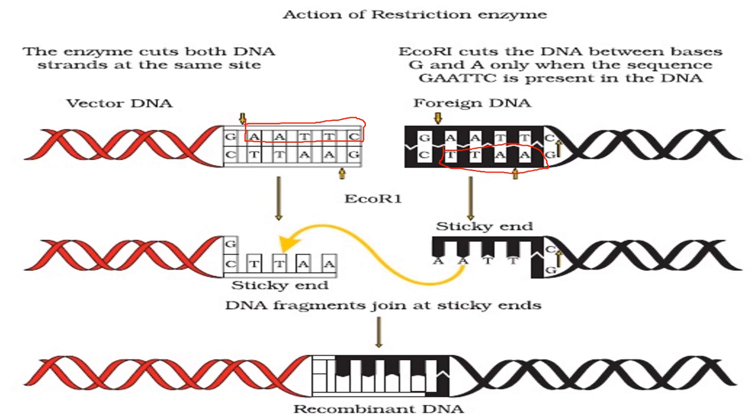Recombinant DNA has been formed by the recombination of genetic material of the vector and from any foreign source, or we can say the foreign DNA and vector DNA. Due to ligation of those, the new DNA that we obtain is called recombinant DNA.